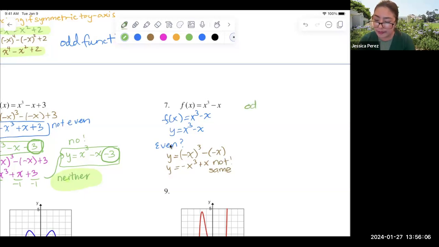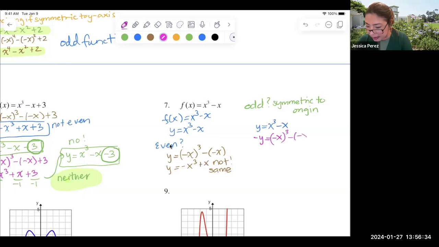What about odd? Is it odd? Is it symmetric across the origin? So to check if it's symmetric towards the origin, what do we have to do? We have to change both x and y to be negative. So if we have y equal x cubed minus x, now we're checking towards the origin. Let me use the pink. Negative y equal negative x on the inside cubed minus negative x. So this is negative y equal a negative x cubed plus x.